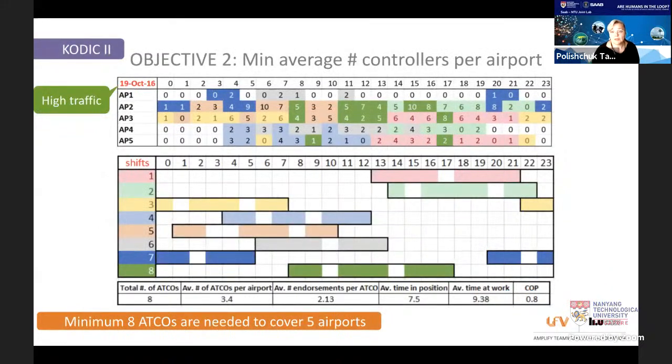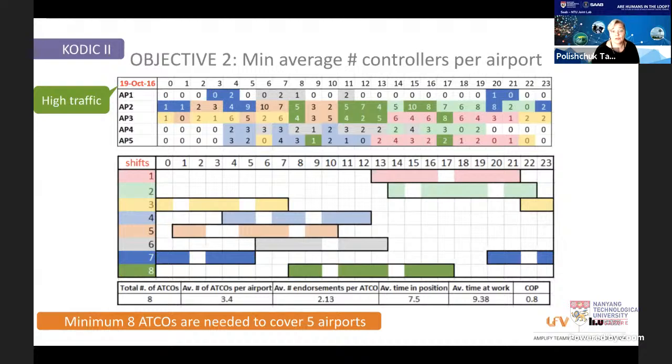This is just an example of how our solutions and output can look. Of course, as in any optimization work, we play with different objectives. Here we want to minimize the average number of controllers per airport, which will minimize the number of airports to train controllers for. For one day of high traffic in 2016, you can see the assignment for 5 airports to the controllers. Here you see airports in the rows, and for one day of operation, every hour of operation, we assign controllers to work in these airports.